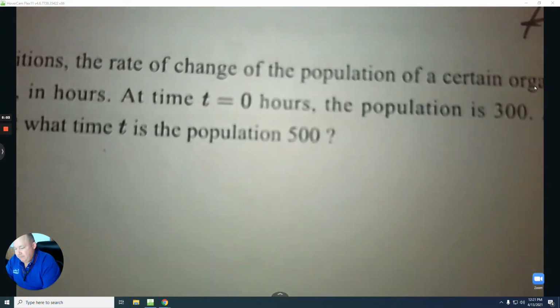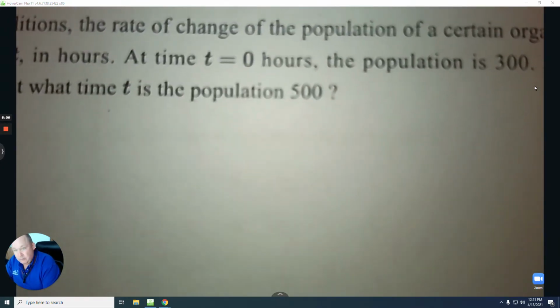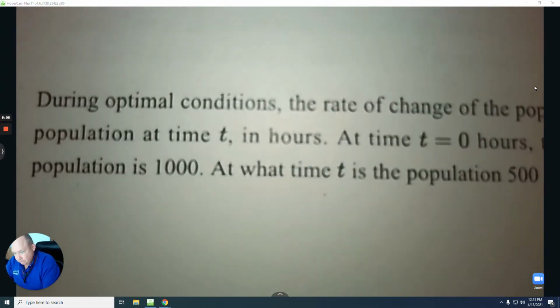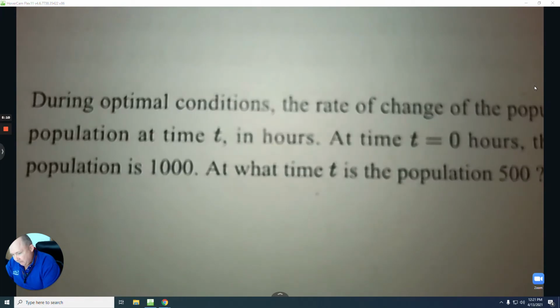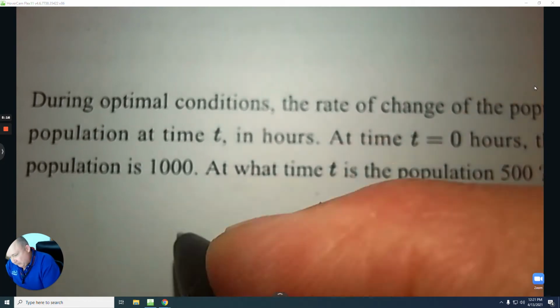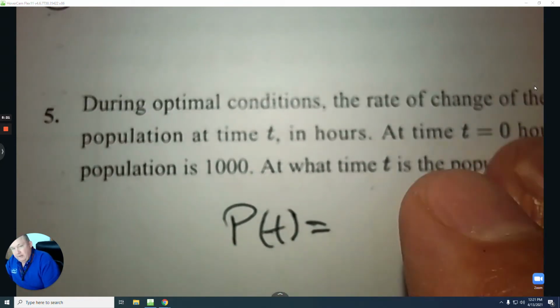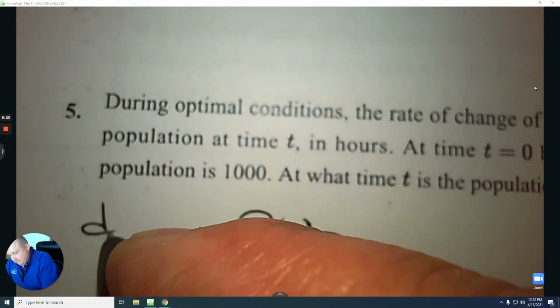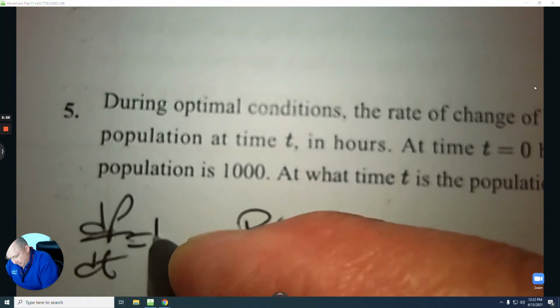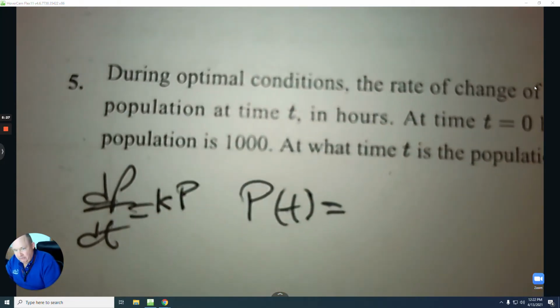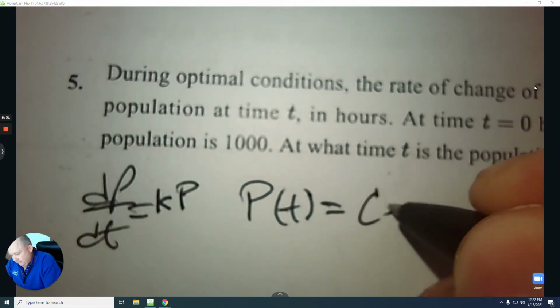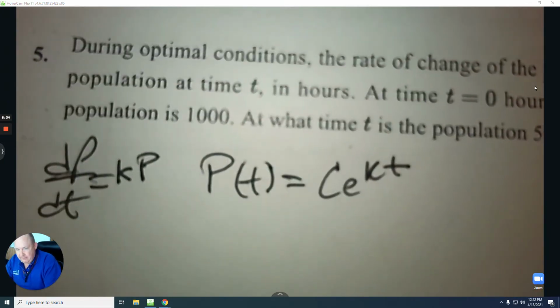Number 5. During optimal conditions, the rate of change of the population of a certain organism is proportional to itself. Wait, have you heard that before? So we're talking about population. So if I understand how it's changing, it's proportional to itself. So when I integrate, this is the equation that's going to come out of it.